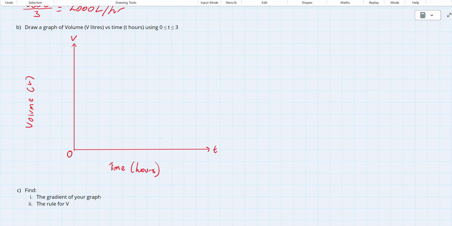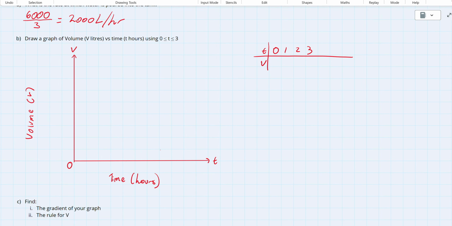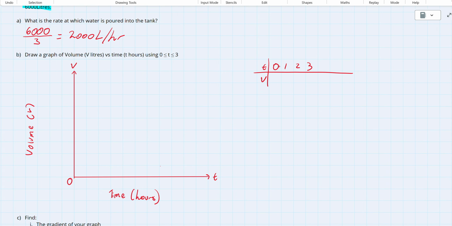How do we know to go up to 3 hours? Well, we can do a quick table of values if you wish. So we have time and volume, with time as 0, 1, 2, 3. If our time is at 0, then our volume is going to be at 0, because it's not filling at any rate. At 1 hour, we said it was going to be 2,000 litres. At 2 hours, it's filling at a rate of 2,000 litres per hour, so that's going to be 2 times 2,000. It'll be 4,000.